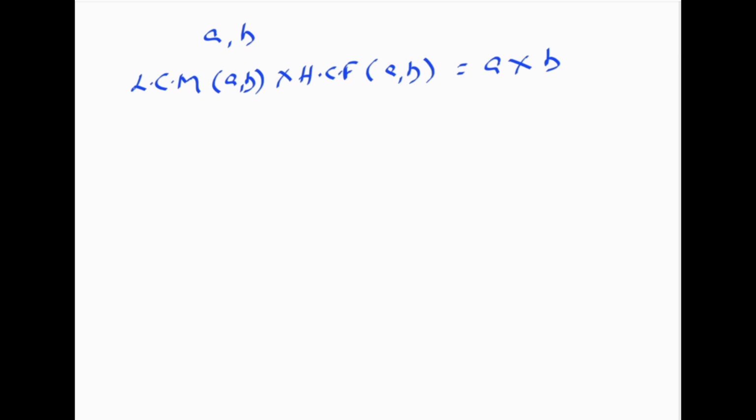Okay. In the earlier case, let us check. We have taken 20 and 12. What is the LCM of 20 and 12? We got the LCM as 60, into the highest common factor, which we got as 4. It will be equal to A into B. So 20 into 12: 6 4s are 24, 0. 12 2s are 24, 0.